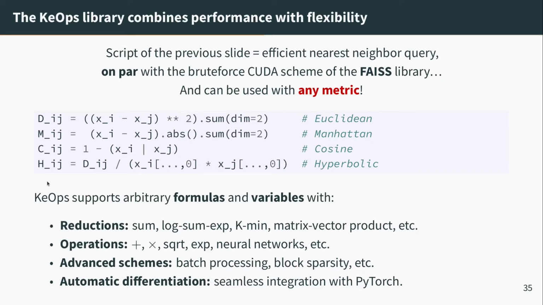So, okay, the good thing is that this KeOps library is really meant for research, so it supports arbitrary formulas and variables. So we have lots of reductions, like k-means, matrix vector products, logsumexps, lots of operations. So you can use mathematical things, but also small neural networks. It counts as a small formula. And advanced schemes, like you can do batch processing with heterogeneous batches if you want. You can do all those sparsity approximation strategies. You can implement them fairly easily. And it's fully compatible with PyTorch as far as automatic differentiation is concerned.